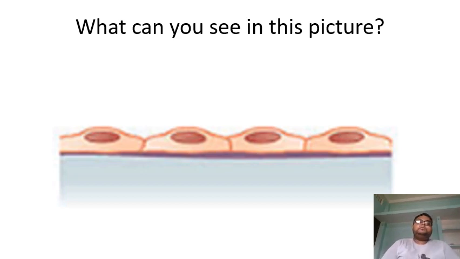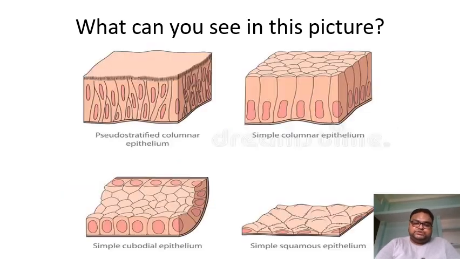Okay, so this is of epithelium. Very good. This picture is of epithelium. The cells are closely attached together. Let's see about the continuity of the epithelium tissues. Can you see these cells are continuous? They are connected to each other.